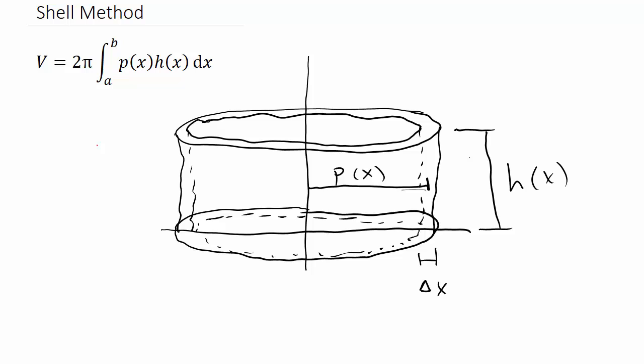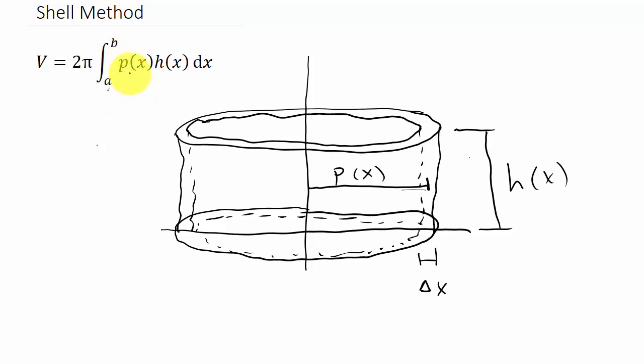Alright, so this is going to be my second example using the shell method. We're going to revolve a graph about an axis and find the volume of the solid of revolution. Alright, so the formula is the volume is equal to 2 pi times the integral from a to b of p of x.